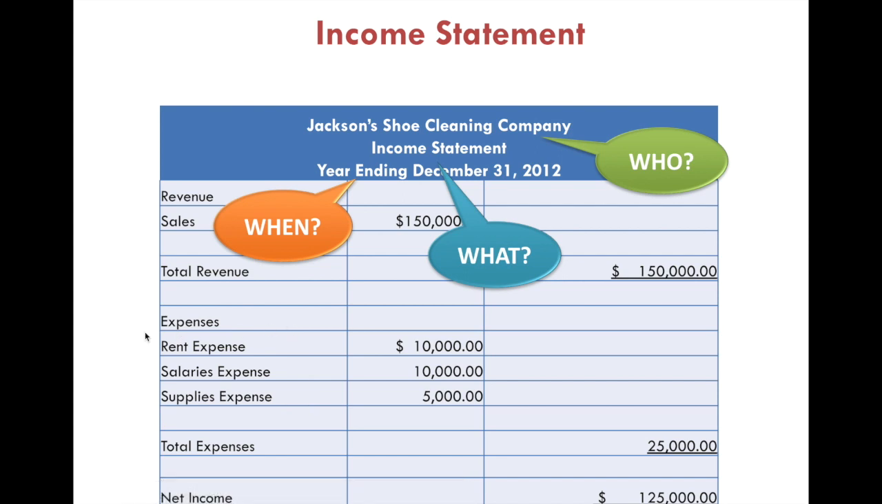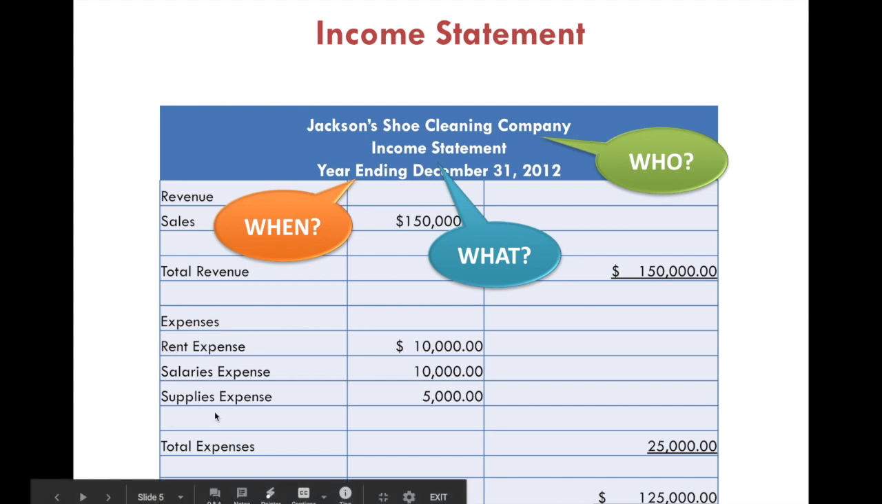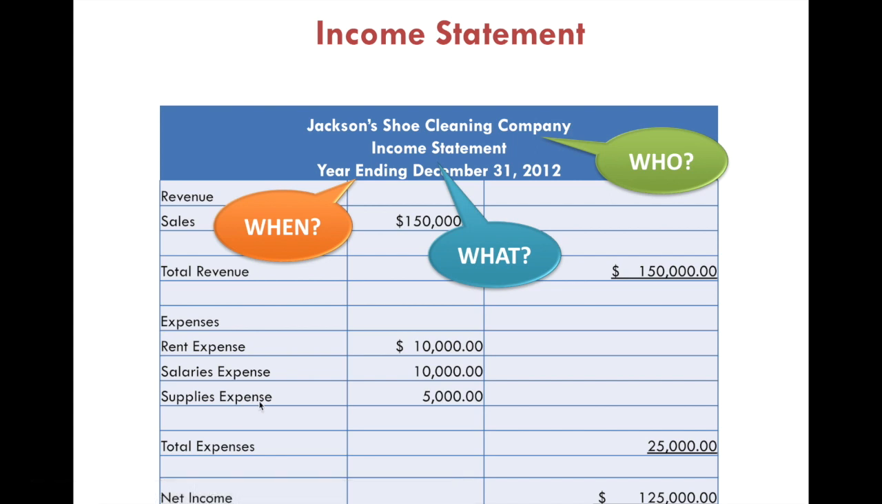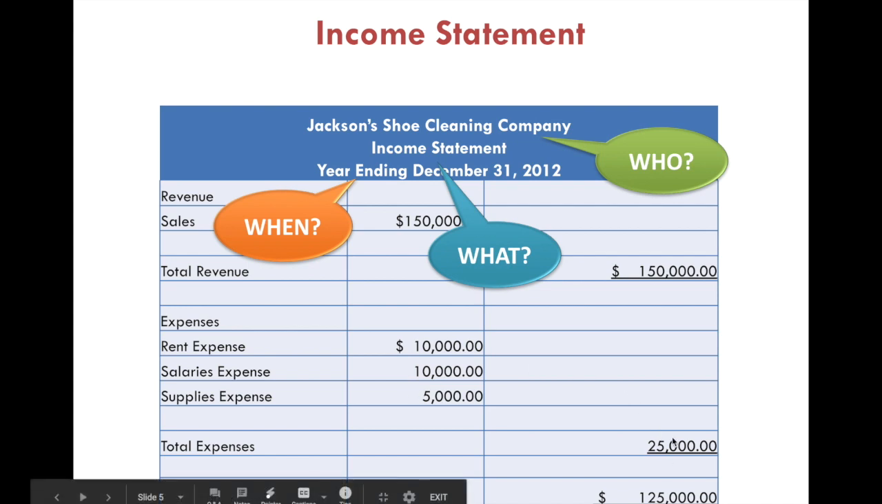Now, depending on how complicated things get, variable costs will also be listed, although they'll usually be in the supplies and inventory or cost of goods sold, which we're going to talk about in a bit. So these are all our expenses, and then we make our total here. And then we subtract our total expenses from our total revenue in order to get our net income. 150,000 minus 25,000 equals 125,000.